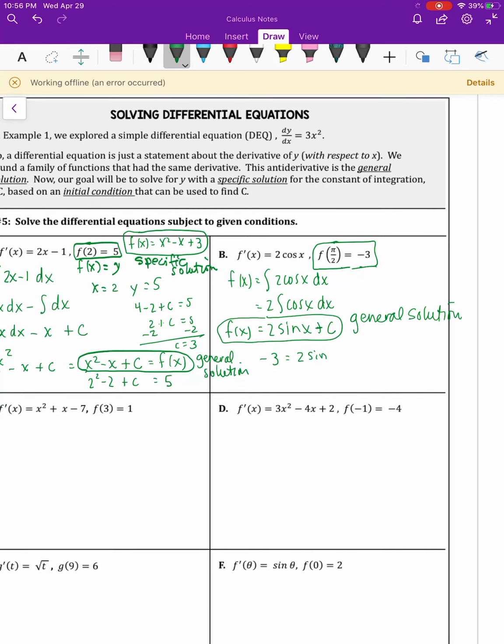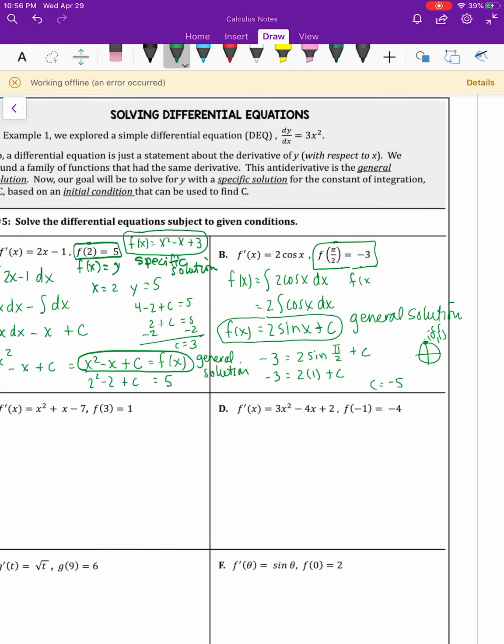But I have this point. So negative 3 equals 2 times the sine of pi over 2 plus c. Well, the sine of pi over 2, I think you know it. Here's my pi over 2. This is the point 0, 1, cosine, sine. Sine is 1.